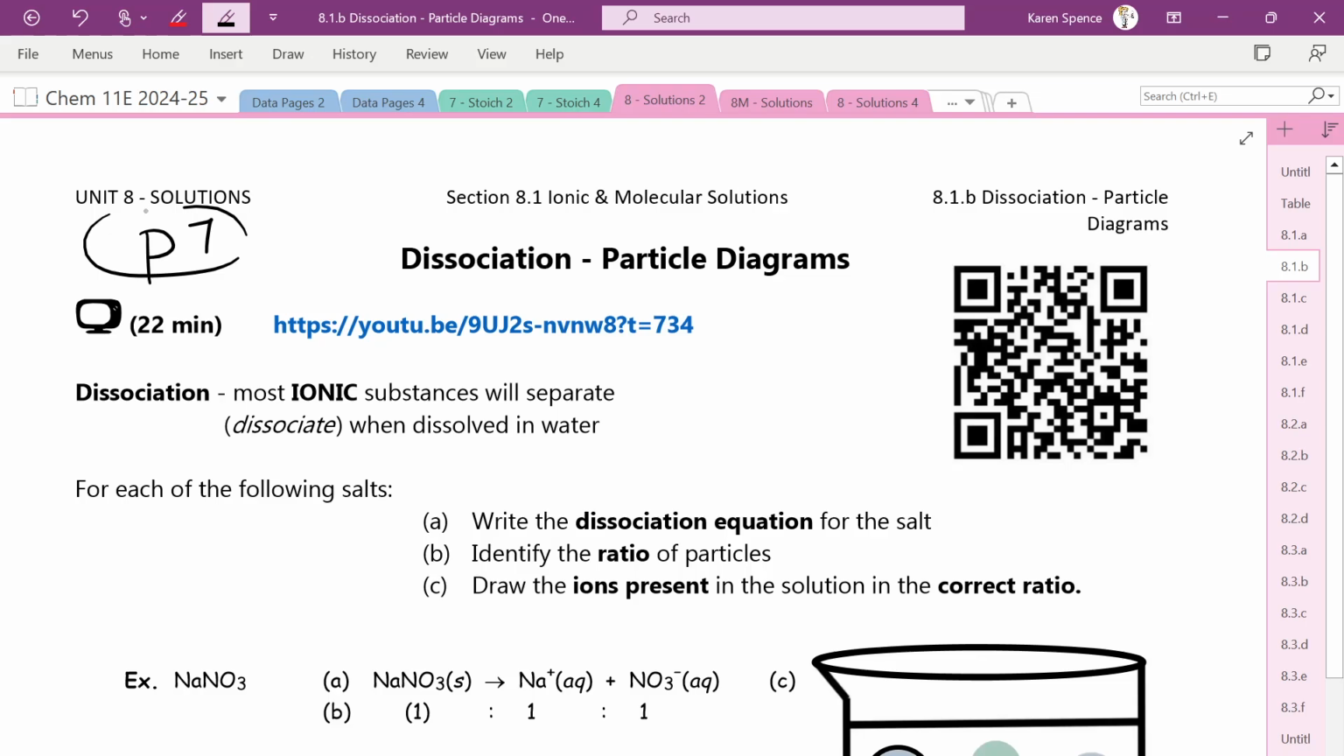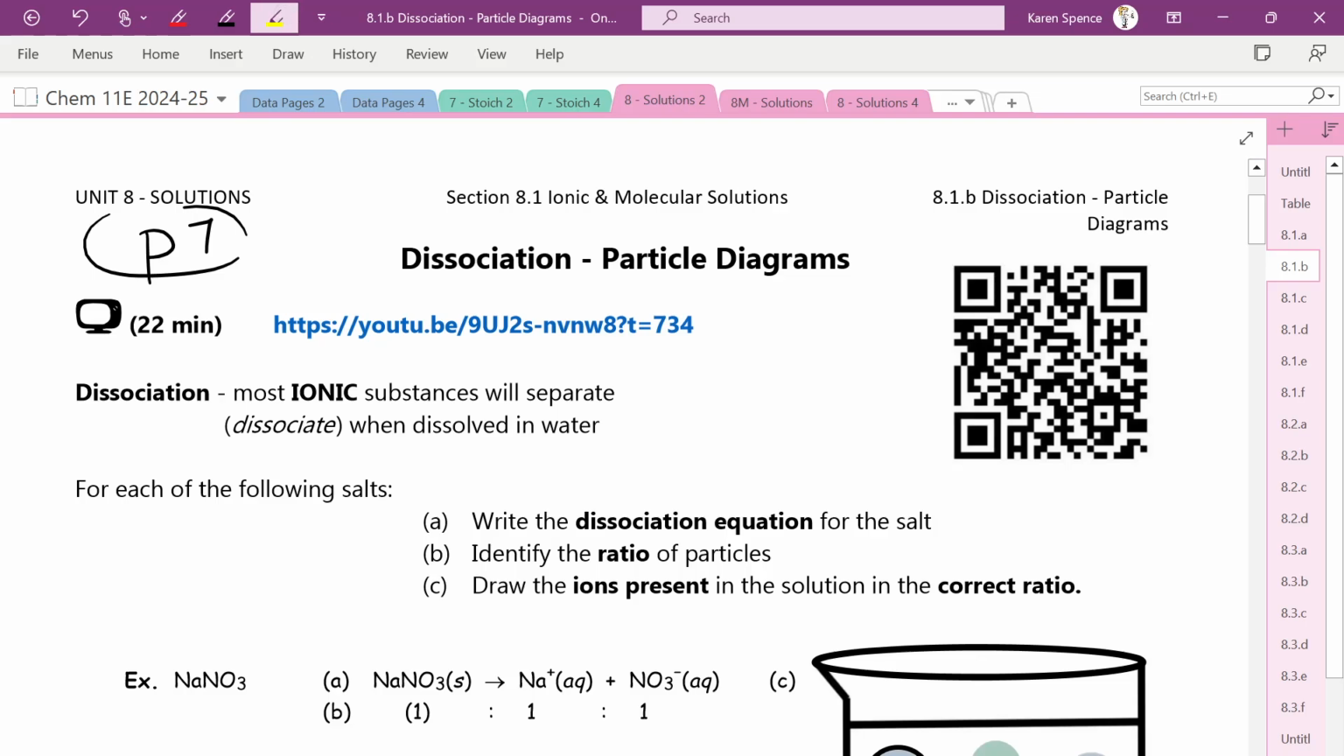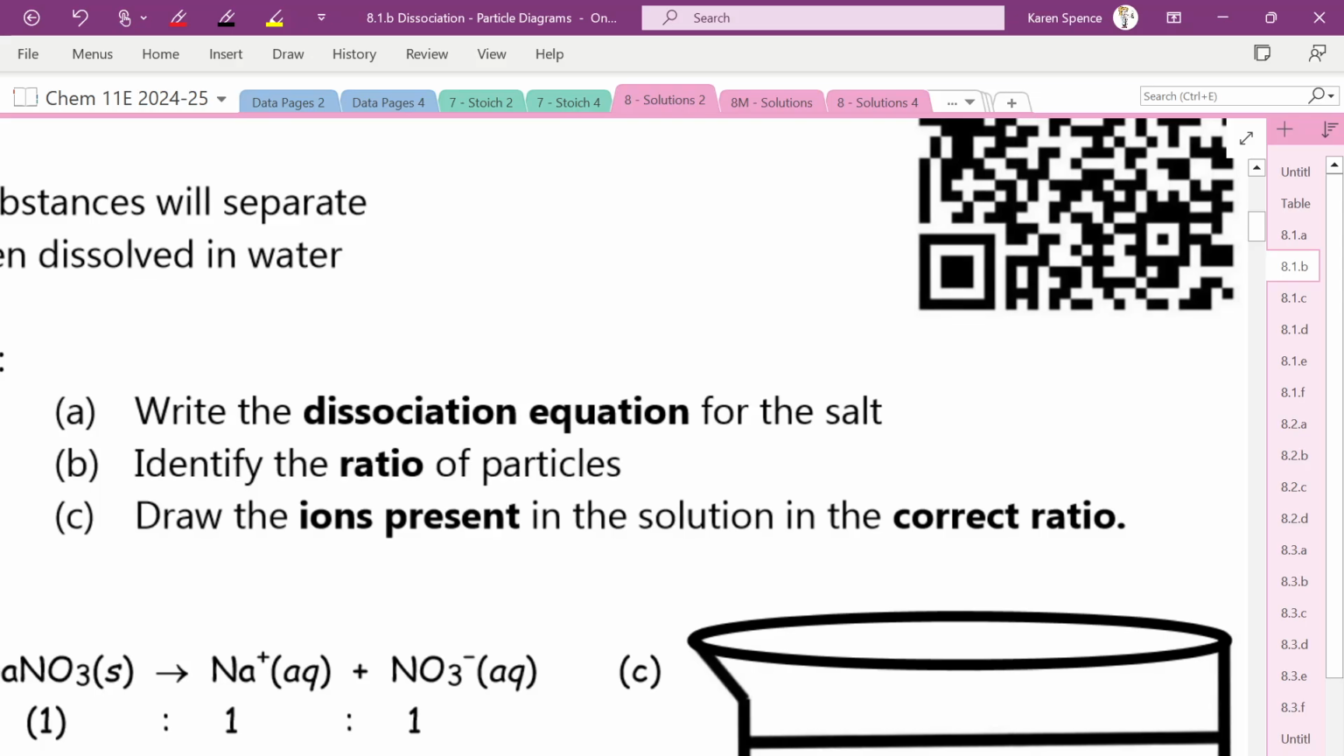So here we have a focus on dissociation. What types of substances are we going to be focusing on here? Ionic. We could also have acids, but this particular one focuses on ionic substances. For each of the following, we're going to write the dissociation equation, identify the ratio of particles, and draw the ions present in the correct ratio.